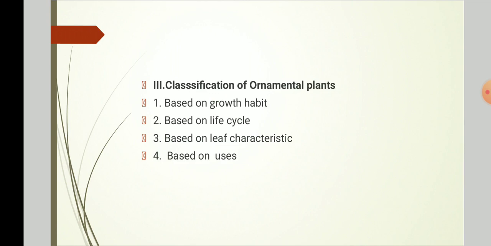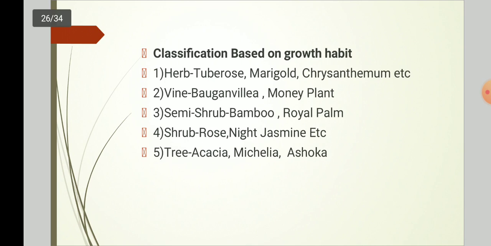In that we will see the classification based on growth habit, classification based on life cycle, classification based on leaf characteristic, and the classification based on uses. So we will start with first, that is classification based on growth habit. On the basis of growth habit, ornamental plants are classified into 5 categories, that is herbs, vines, semi-shrub, shrub and trees. First one is herb.